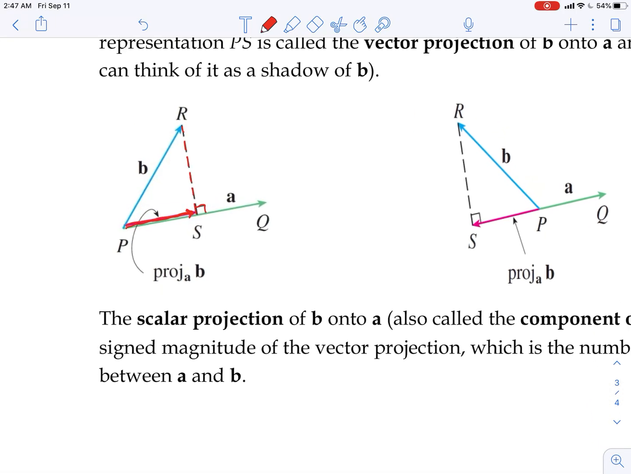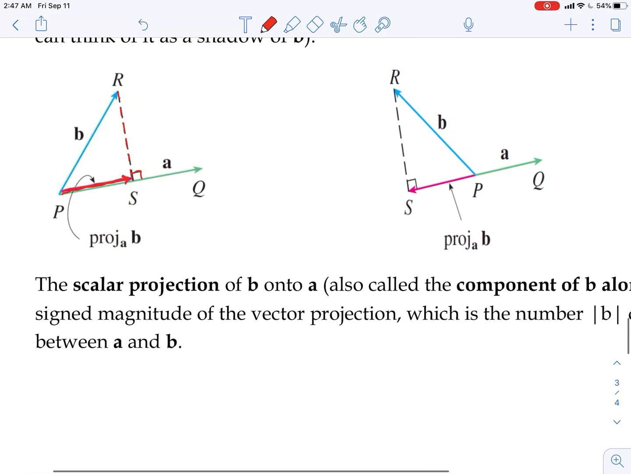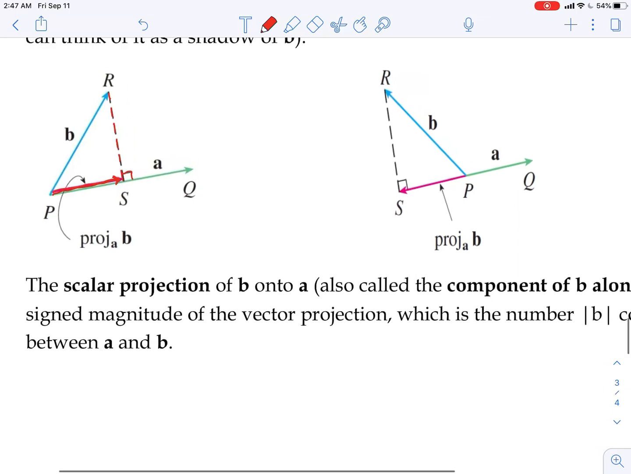Now, scalar projection allows us to determine how far we're actually going along this vector. The scalar projection is just the scalar of whatever vector we're talking about. So it helps give us which direction we're going.